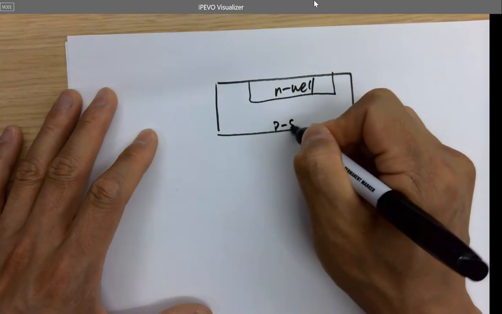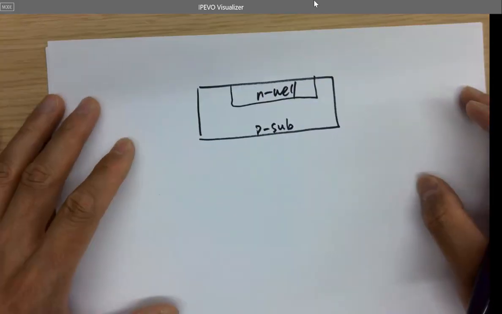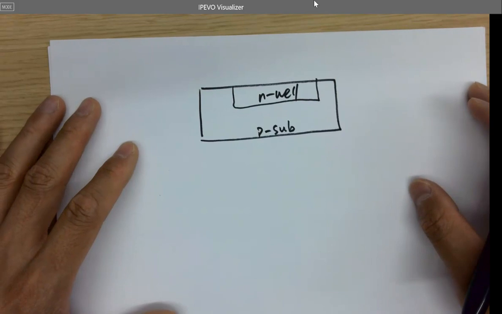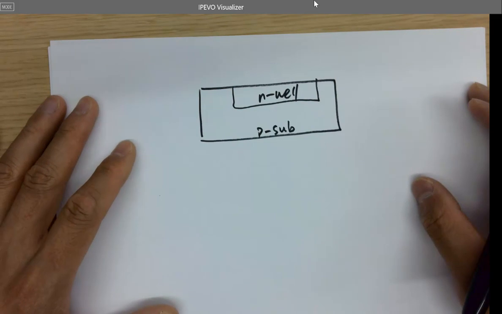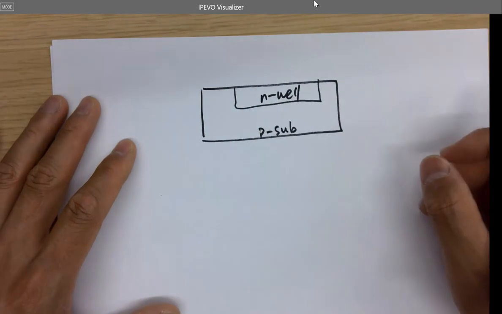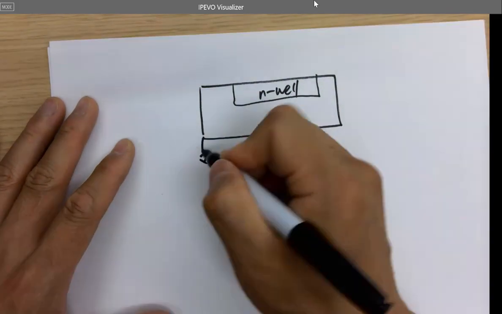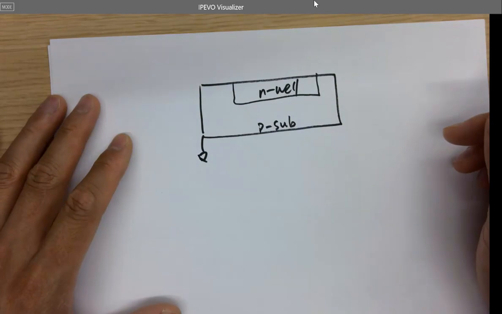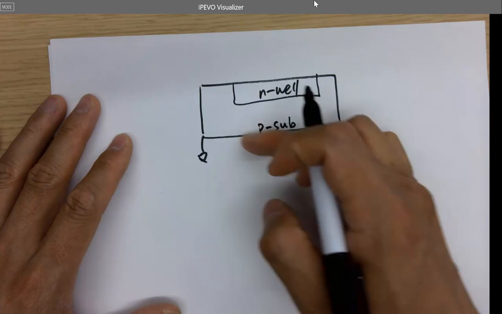It's a P stop. Do you have a PN junction here? Yes. Right? It formed a PN junction. But since this is grounded, is there anything wrong with it?